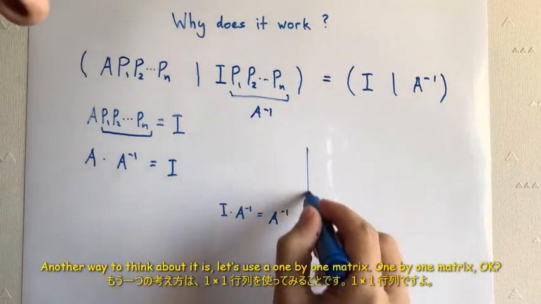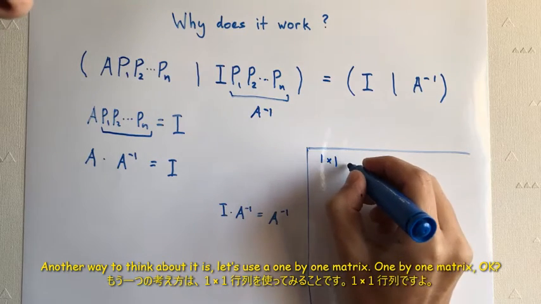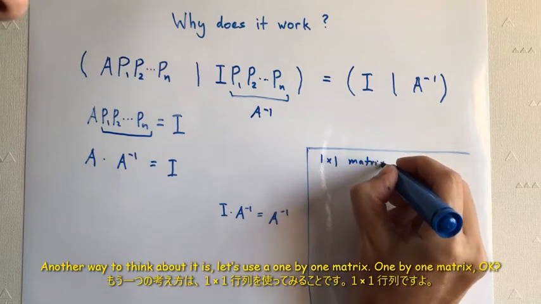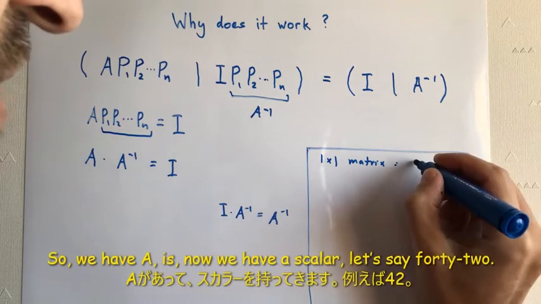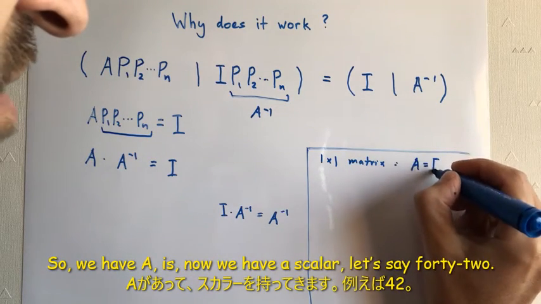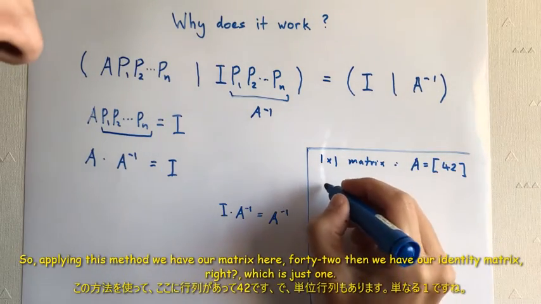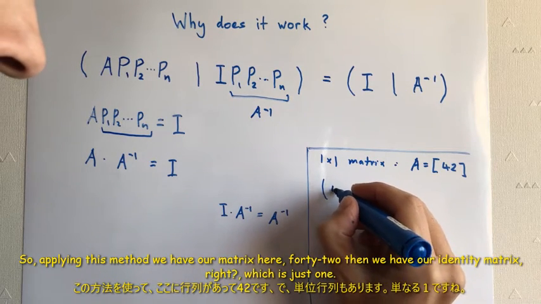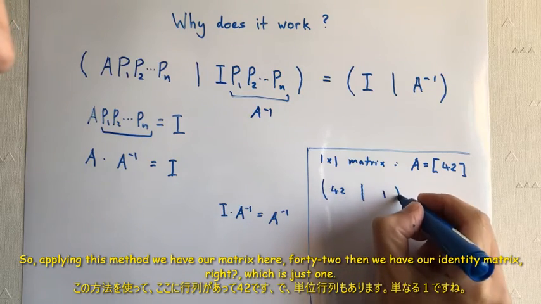Another way to think about it is let's use a 1 by 1 matrix. Okay? So we have A is, and we have a scalar, like let's say 42. So employing this method, we have our matrix here, 42. And then we have our identity matrix, right? Which is just 1.